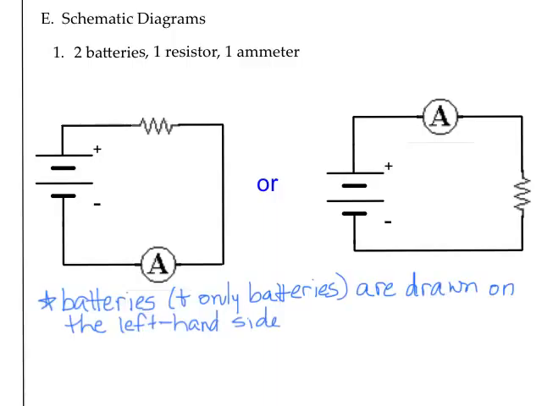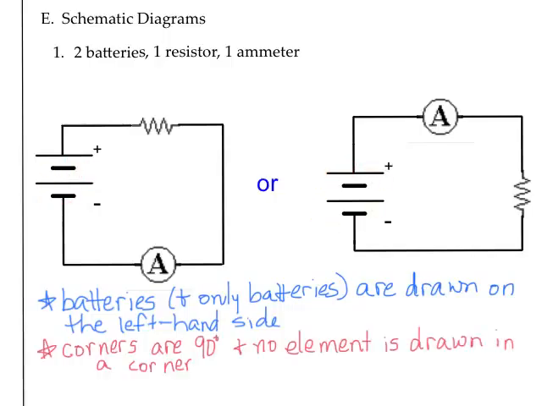First, we're going to have batteries, and only batteries are drawn on the left-hand side of a schematic diagram. Next, you'll notice that all the corners of our schematic diagrams are 90 degrees, and no elements, so no resistor, no light bulbs, no ammeters, nothing is drawn in the corner. So you're always going to have wires that represent the corners here.